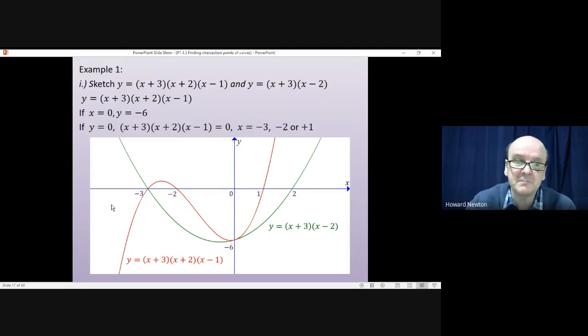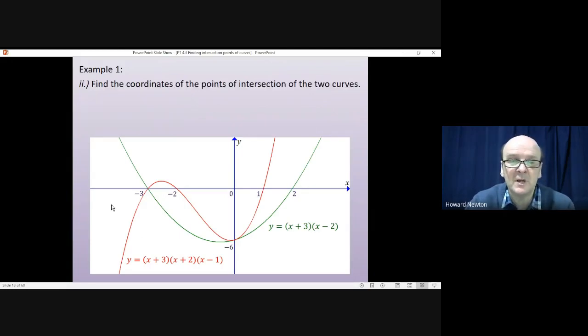That's the sketches done. The second thing we were asked to do was find the coordinates of the points of intersection of the two curves. Well, that's these 2 points here. Now, the normal method is to solve the 2 equations that we have simultaneously, and we will do that in a moment.